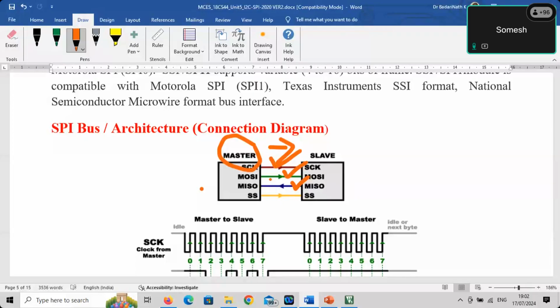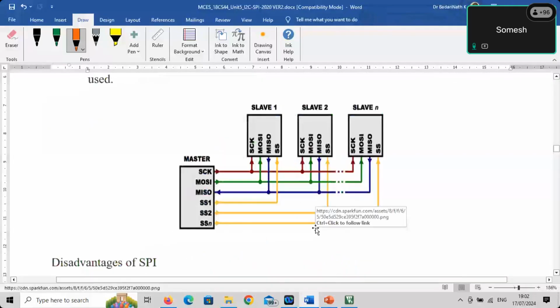You can just look here. In this diagram, you can see 3 slaves indicated: slave 1, slave 2, slave 3. SCK is common for all the slaves. MOSI is common for all the slaves. MISO is common for all the slaves.